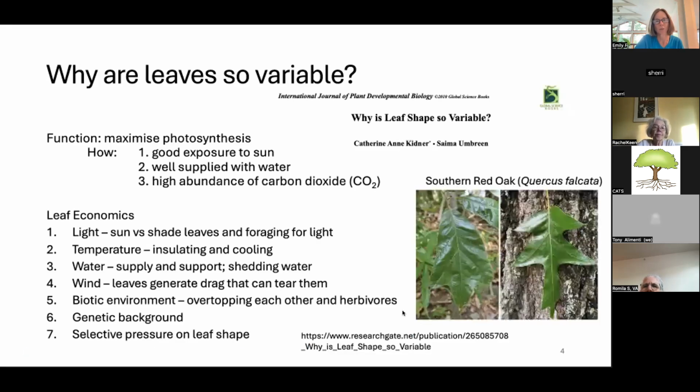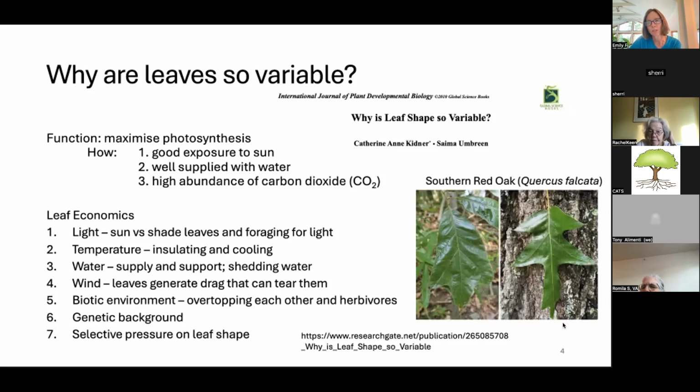I'll give an example of that so that you understand. Oops, I got too far ahead of myself. So here's the southern red oak. This tree, when it's in the shade and young, has this elongated goose foot leaf. But when it is older and in its regular mature location, at the top of the canopy, it has a much more reduced leaf size.